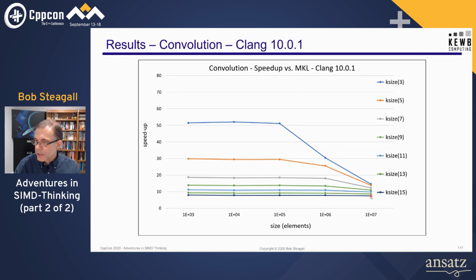But in any event, even for a kernel size of 15 and for 10 million elements, and the performance here for kernel size of 15 was pretty flat. All across the board here, a kernel size of 15 was on the order of about 8 times faster than MKL. Well, I was pretty pleased with that.